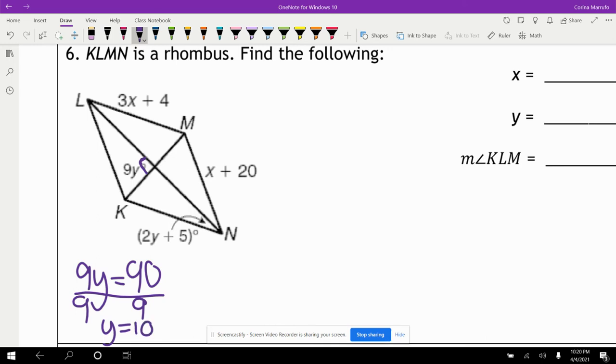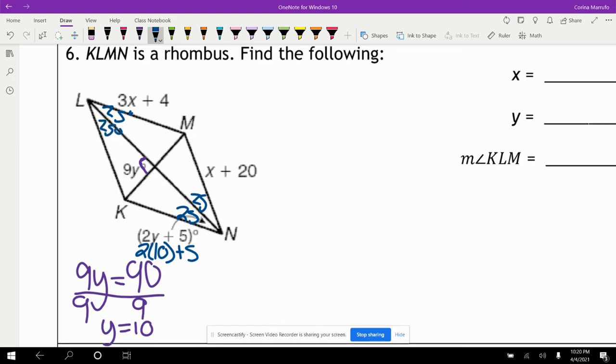So now that we know that y equals 10, I'm going to take this 10 and plug it in here for y. So it'll be 2 times 10 is 20 plus 5 gives us 25. So this is 25, this is 25, this is 25, and this angle here is 25.